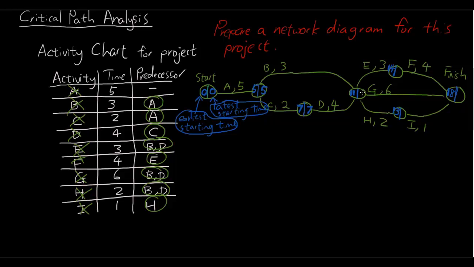So 7 plus 4 is 11. Okay, now here is where the difference is going to come in. 11 plus 3 is 14. So we're going to put in 14.